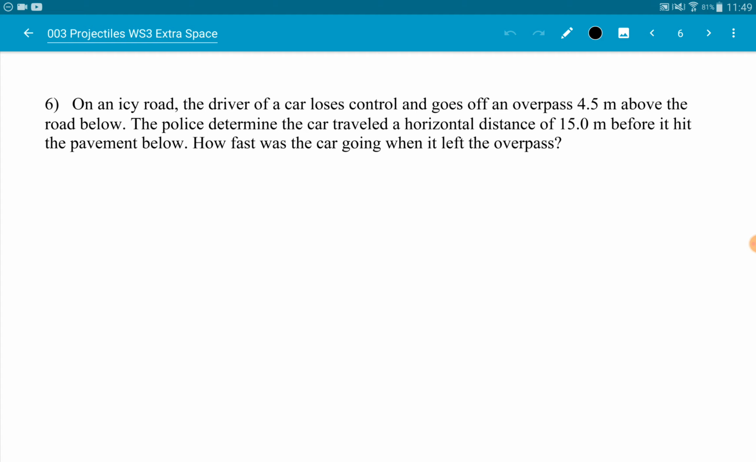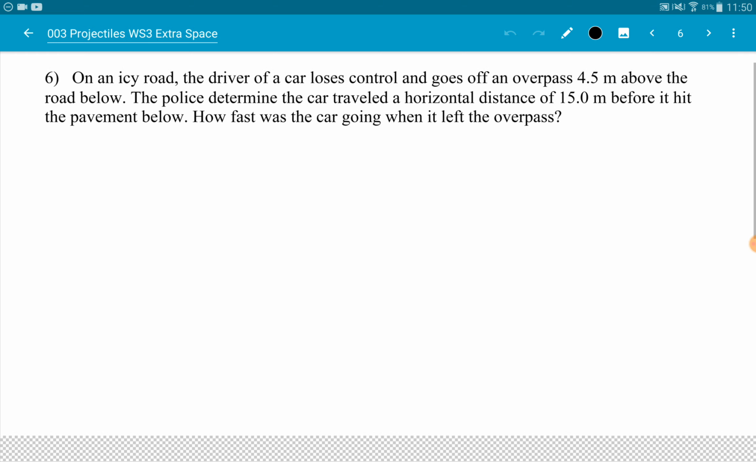Where am I at? On an icy road, the driver of a car loses control and goes off an overpass. Oh no. 4.5 meters above the road. The police determined the car traveled a horizontal distance of 15 meters before it hit the pavement below. Maybe it was snowy and they could see exactly where it landed because it made a depression in the snow. How fast was the car going when it left the overpass?